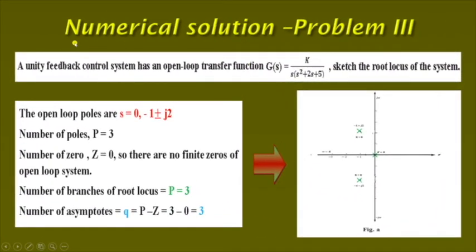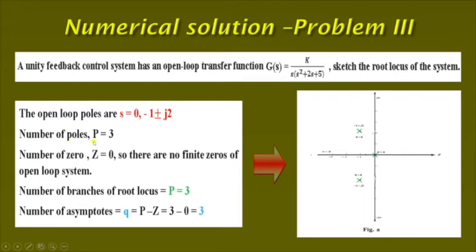Then I will discuss the third numerical problem. A unity feedback control system has an open loop transfer function given by G(s) equal to k divided by s into (s square plus 2s plus 5). Draw the root locus of the system. Then find the open loop poles: s equal to 0, and another poles are -1 plus minus j2. So these are the complex conjugate poles.